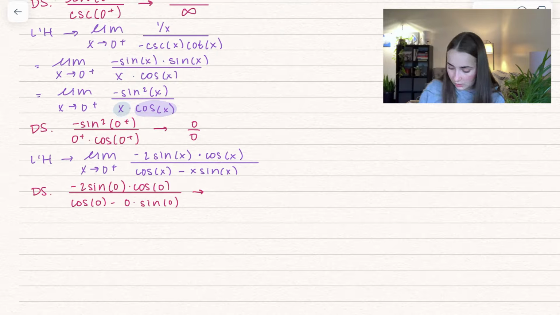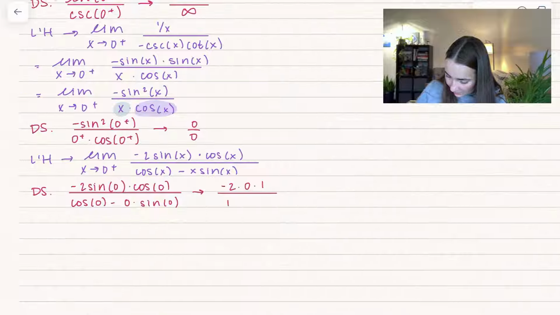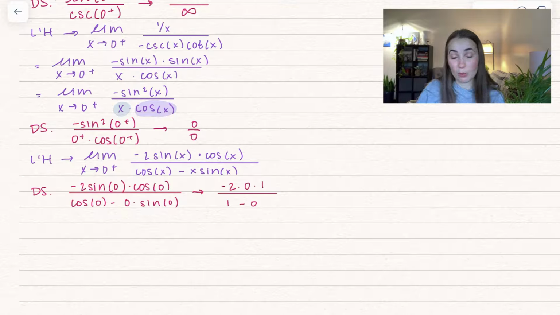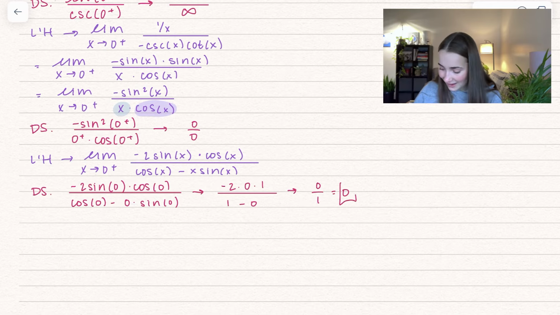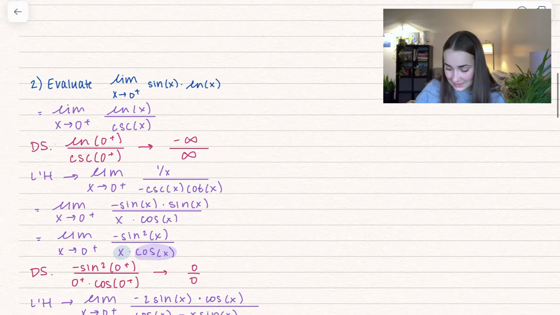So I know the numerator is approaching negative 2 times 0 times 1. And in the denominator, we have 1 minus 0. This is looking hopeful. And so when we simplify this one more time, we get 0 over 1, which is just equal to 0. And this is our final solution. So once we get down to an actual solution, we are done. And so this means our entire limit is equal to 0.